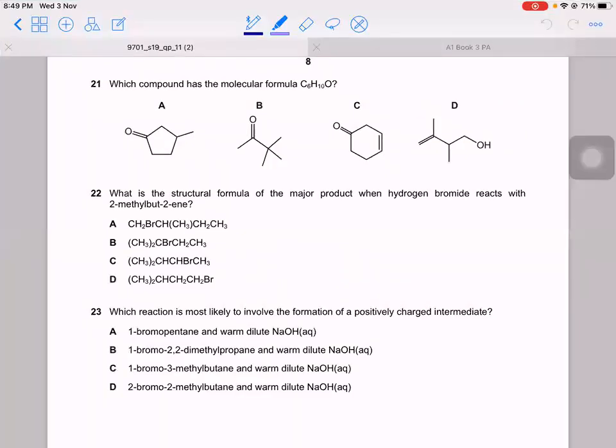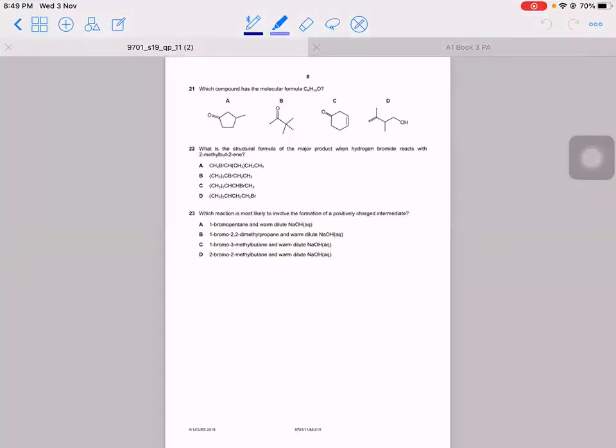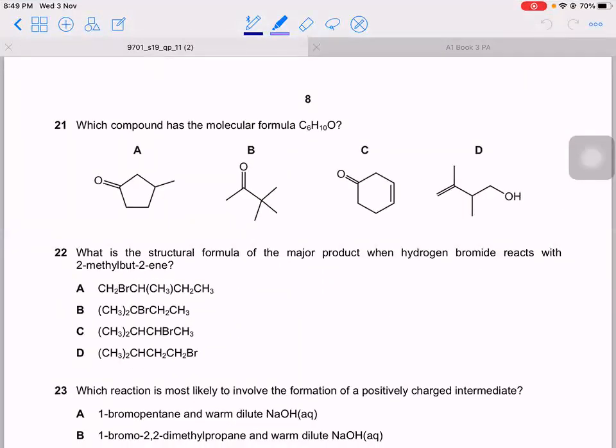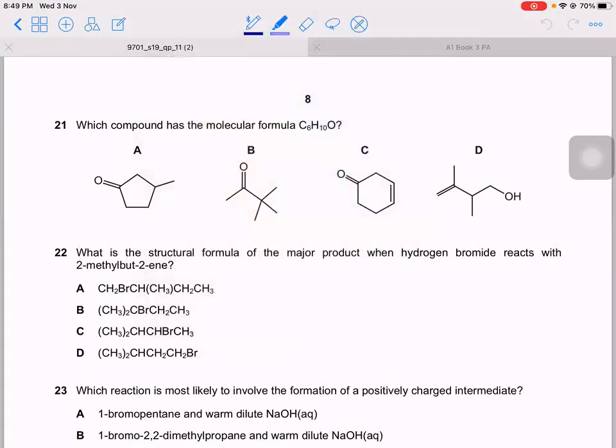All right, so this is May/June 19, variant 11, question number 21. Which compound has the molecular formula C6H10O? So let's see this. They all have one oxygen, 1, 2, 3, 4, 5 carbons, and this is the sixth. This is a CH3. So you have C6.